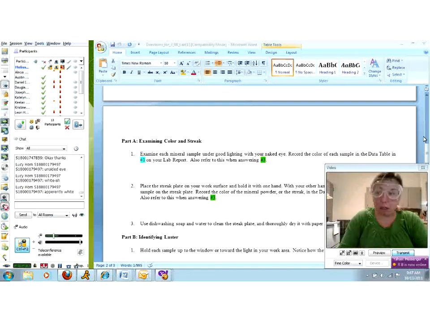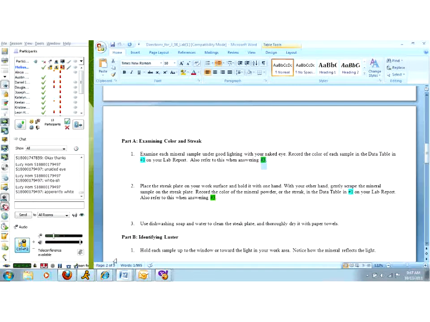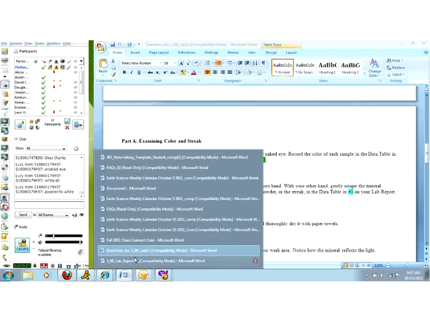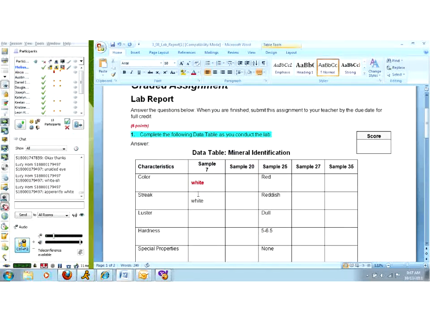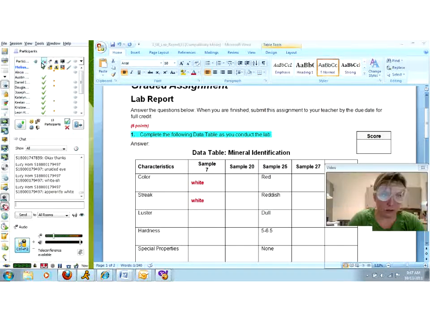So you're going to go back and you're going to record the color of the streak into the data table. All right, so go ahead and do that now. We're going to put white. All right, type that in. And we're going to move on to luster.